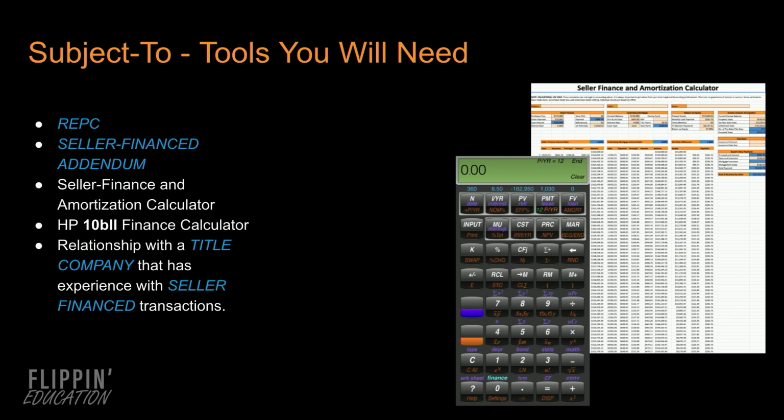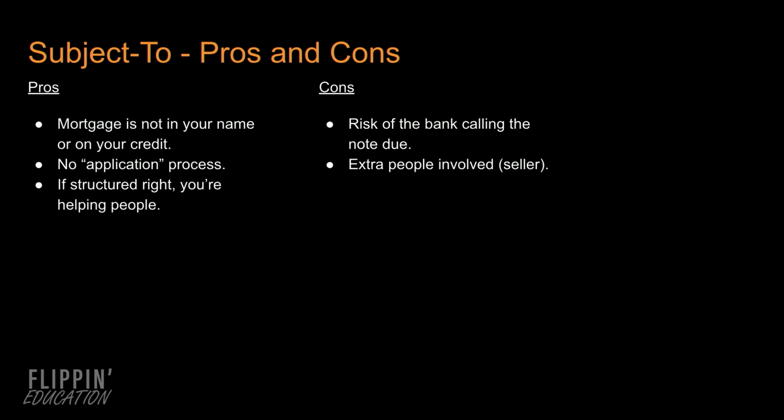Again, that usually can be found by using your trusty search engine. You're going to need a seller finance and amortization calculator. I prefer the HP 10B2 finance calculator. And you'll need a relationship with a title company that has experience with seller finance transactions. Now, here are some of the pros and cons to weigh as you're deciding whether or not subject to is the right way to approach funding a rental property.